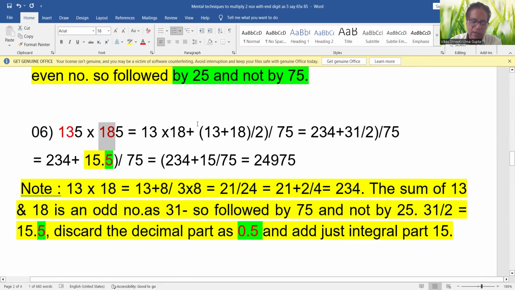We can very easily see that 13 plus 8 is how much? 21, and 3 into 8 is 24. So when you balance it, you get the answer 234. And then add 13 plus 18. 13 plus 18 will give you 31.